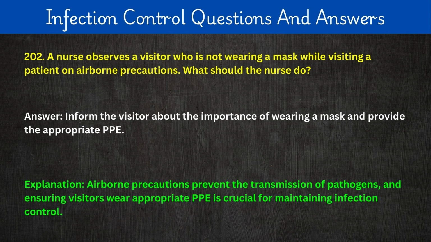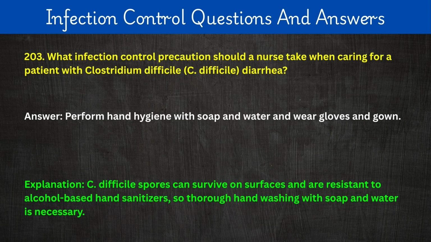202. A nurse observes a visitor who is not wearing a mask while visiting a patient on airborne precautions. What should the nurse do? Answer: inform the visitor about the importance of wearing a mask and provide the appropriate PPE. Explanation: airborne precautions prevent the transmission of pathogens, and ensuring visitors wear appropriate PPE is crucial for maintaining infection control.